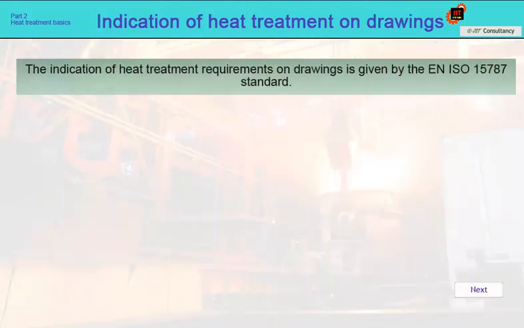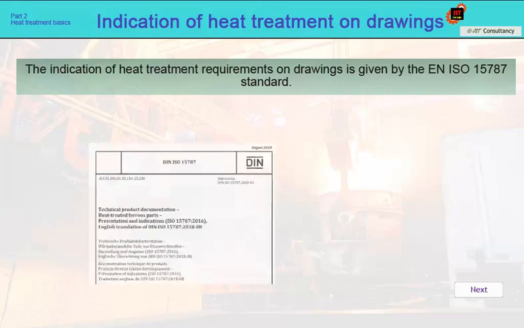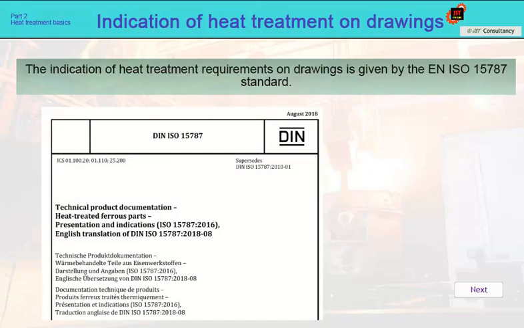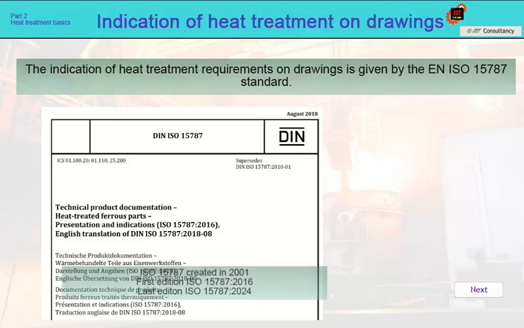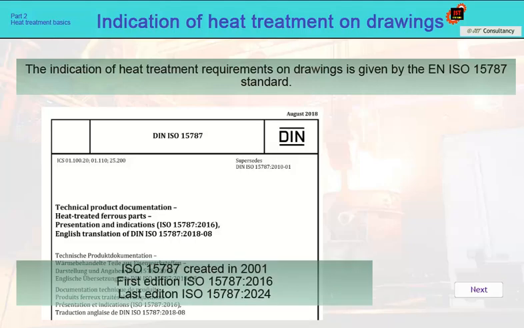The international standard for describing heat treatment on drawings dates back to 2001. It is designated as ISO 15787. The second edition of this standard was published in 2016 and the third in 2024. However, the latter no longer specifies any changes.